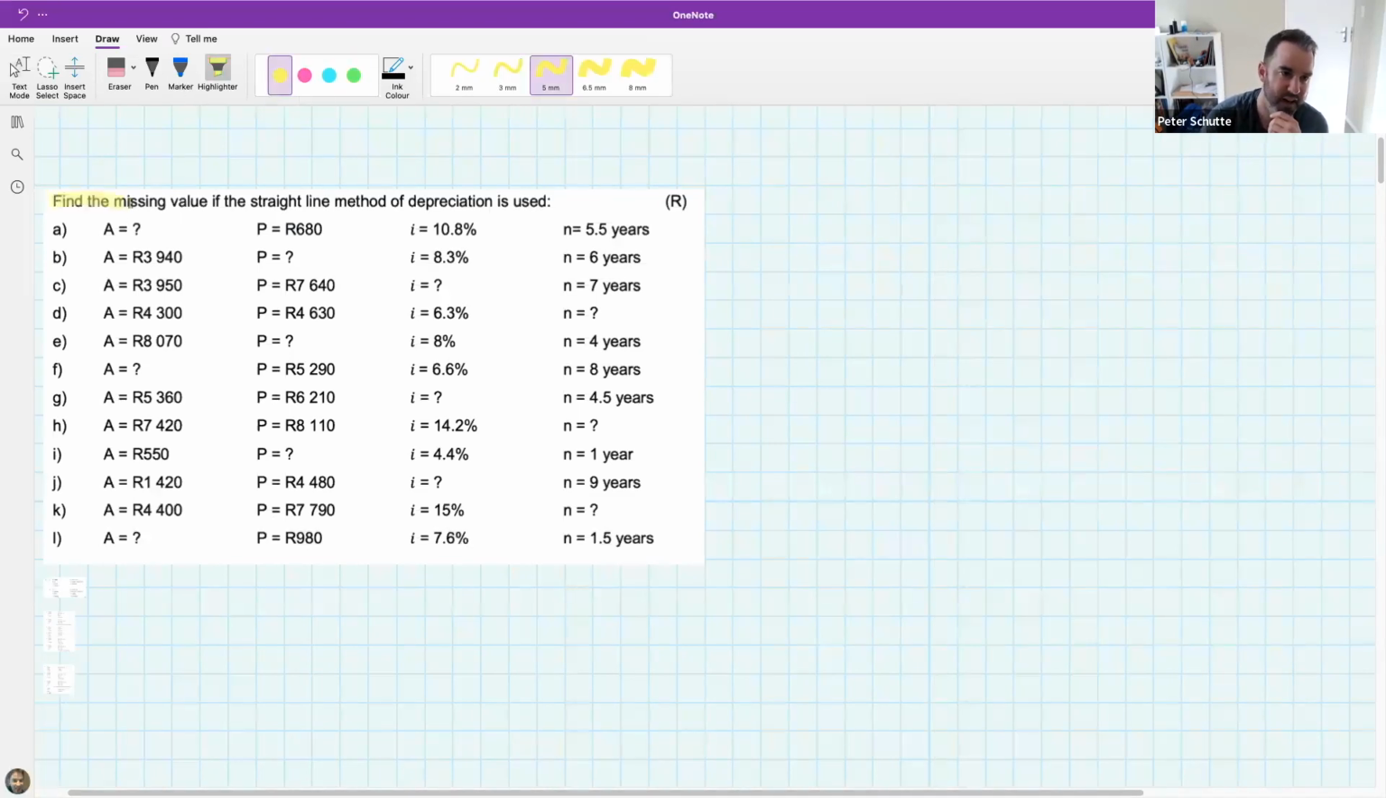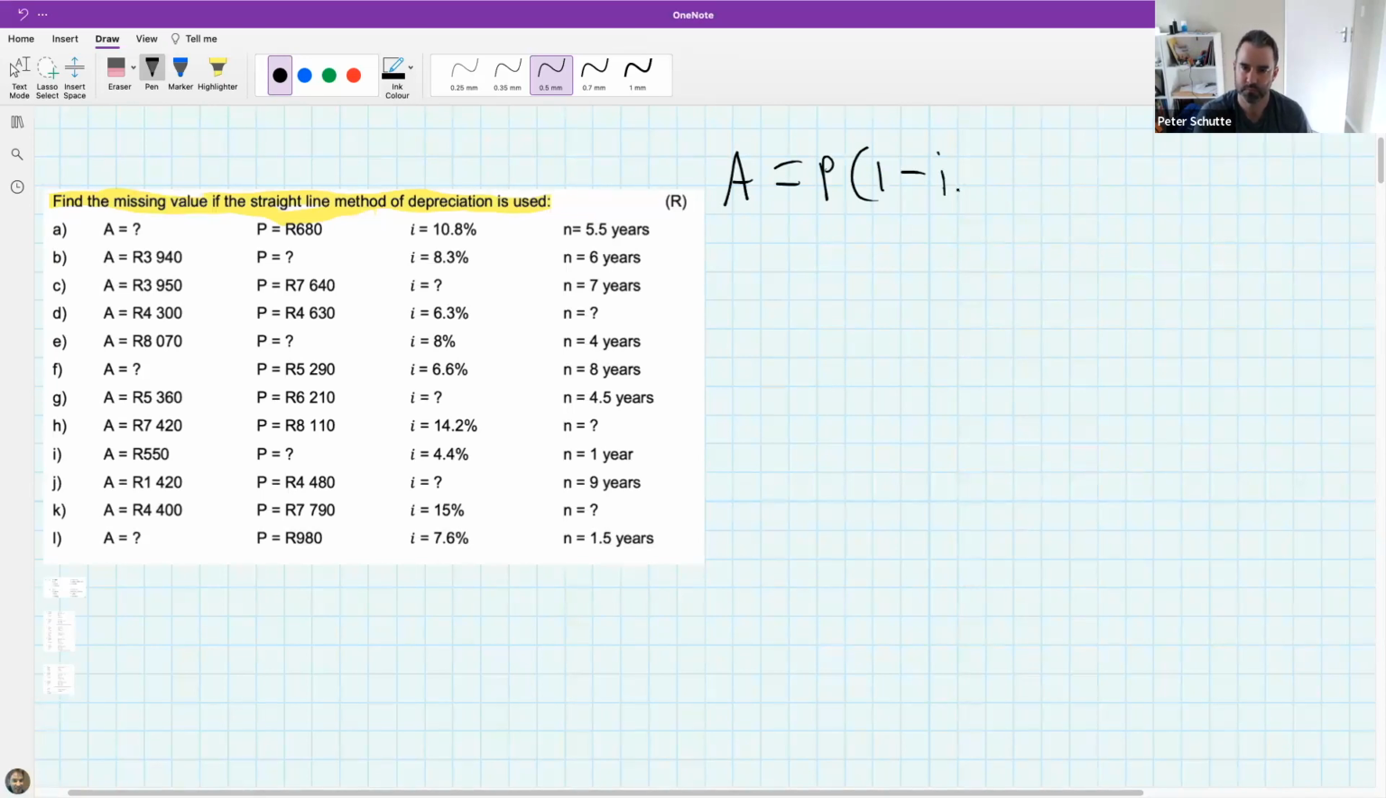It says, find the missing value if the straight line method of depreciation is used. So I want you to write down the formula that is going to be relevant for that. I'll give you a second to write it down, and then I'm going to write it down too. What do you think the formula is that goes with this? So you should have written that.